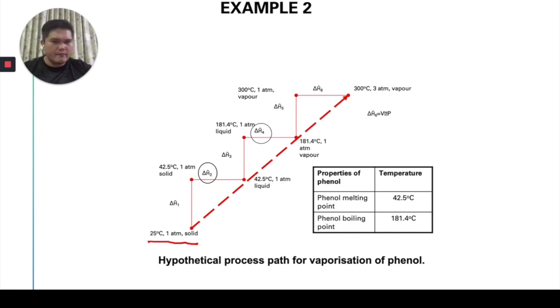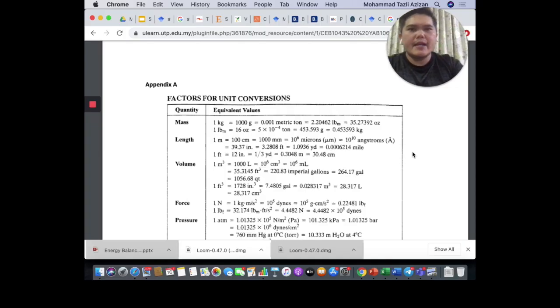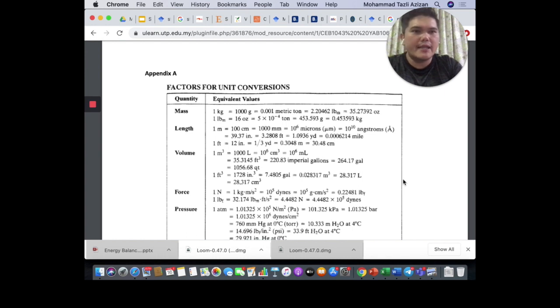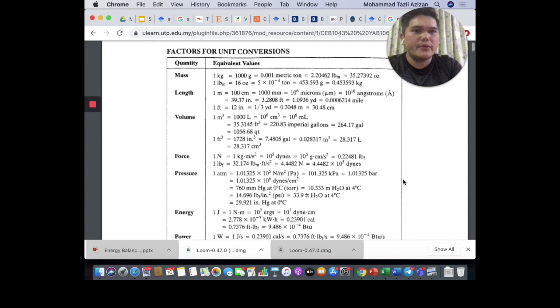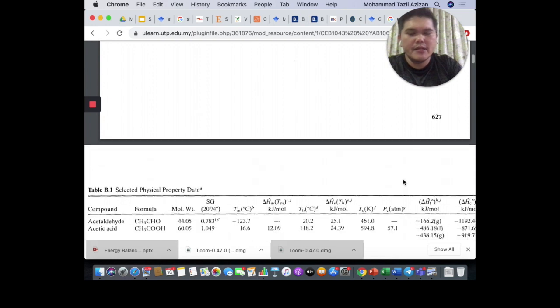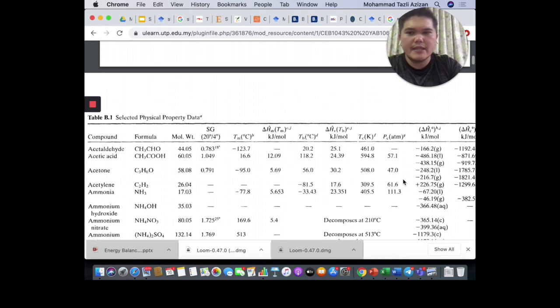The properties of phenol, the melting point and boiling point, we can get from the table. So I'm going to show you how we get this value. Remember that we are going to calculate the enthalpy change for phenol from 25 degrees Celsius, 1 atm in solid state, to 300 degrees Celsius in vapor form, at 5 bar. So how do you get certain values? It allows us to calculate the enthalpy changes from the initial state to the final state. First of all, we have to know that there are no direct values we can measure, but we have to get certain properties, certain information.